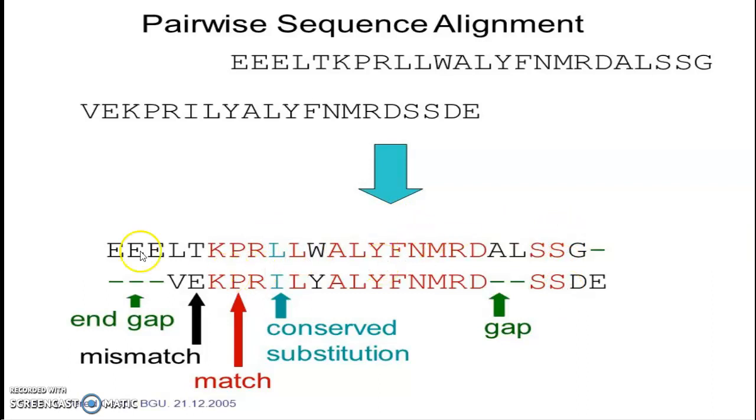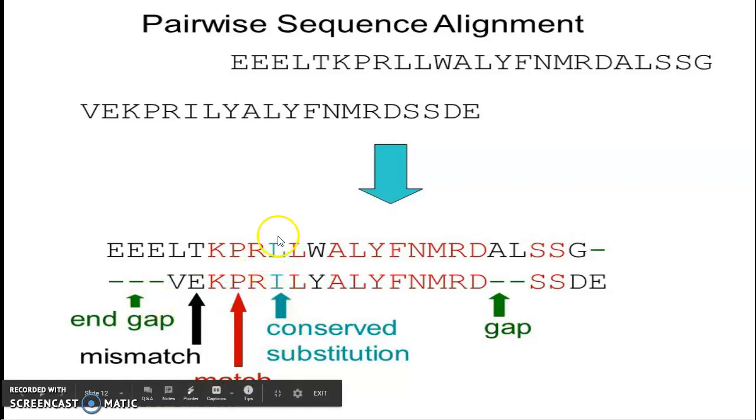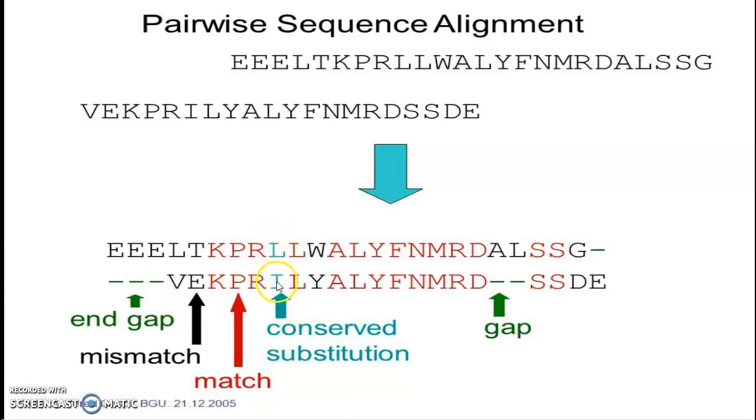And here we can see that they are aligned in such a way that the best matching areas will be brought together. And here we can see mismatches, end gaps, and the conserved substitution. We can see gradually L has been substituted by another one, and here also we can see a gap. So this is pairwise, where only two sequences are aligned in a pairwise sequence alignment.